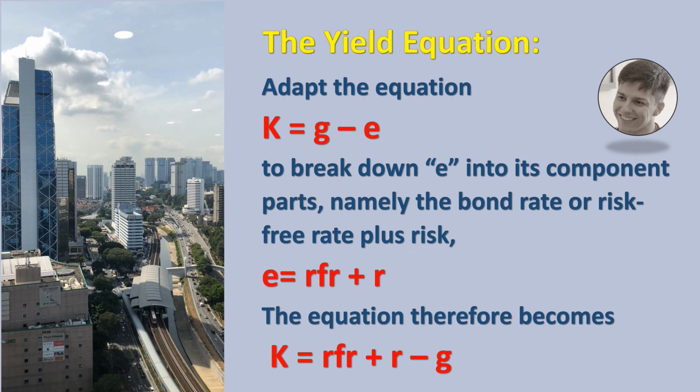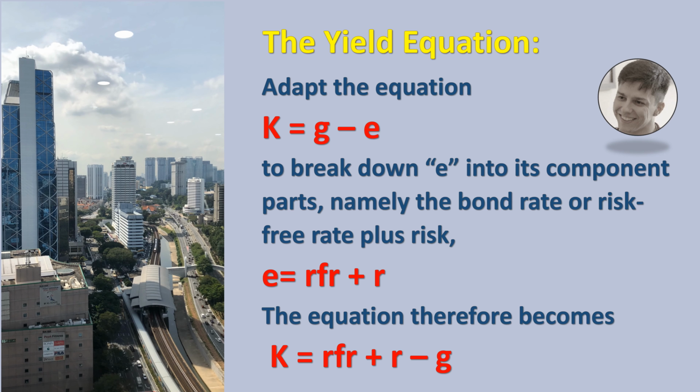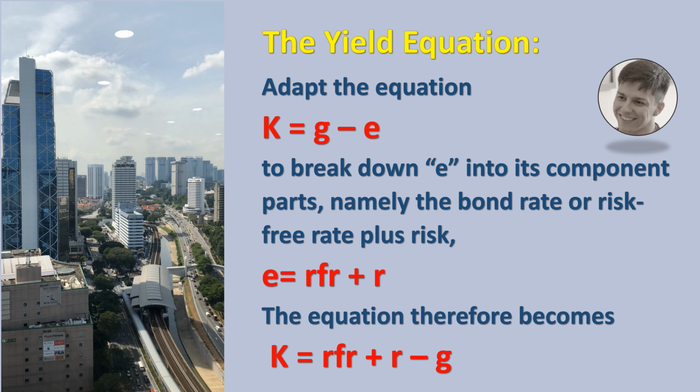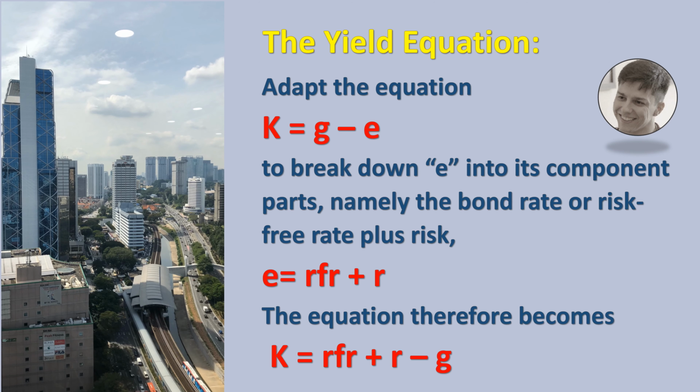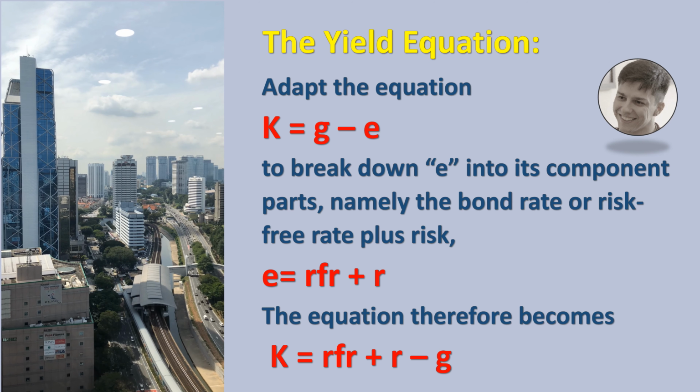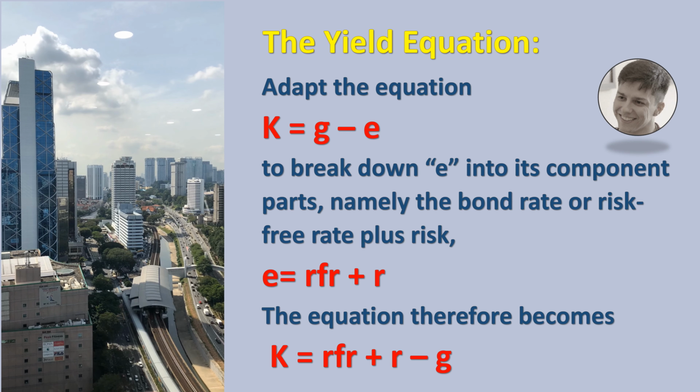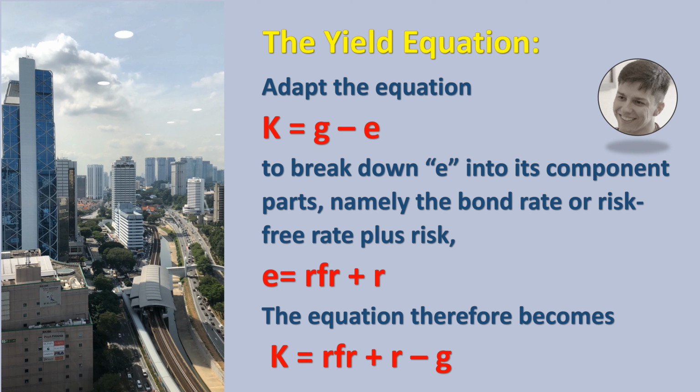The relationship between the target rate and the initial yield can be viewed as a balancing act. As the expectation of growth increases, it makes the investment seem more attractive, and this growth increases the risk in the investment. This can be illustrated in an equation. We can adapt the equation, K = G - E, to break down E into its component parts, namely the bond rate or risk-free rate plus risk, E = RFR + R. The equation therefore becomes K = RFR + R - G.